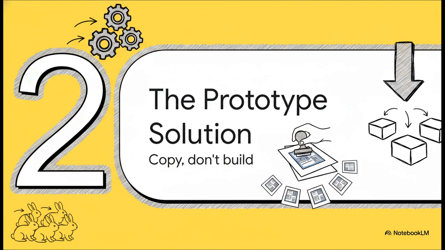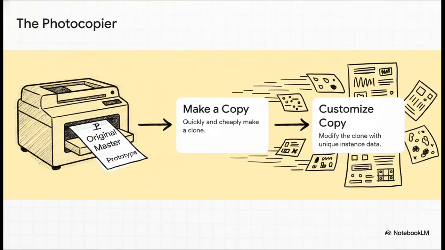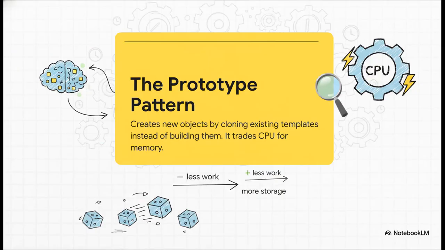The core idea is incredibly simple. Copy, don't build. The best way to think about this is like a photocopier. Seriously. You wouldn't redraw the company logo and letterhead from scratch every time you needed to send a memo, right? Of course not. You make one perfect master document. That's your prototype. Then you just hit copy to get a cheap, instant clone. After that, you can scribble whatever you want on the copy, the specific user's data, without ever messing with that pristine original.